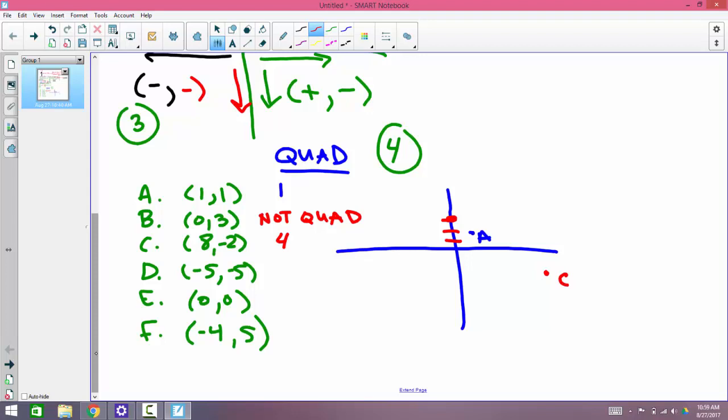(-5, -5) is somewhere down here. That is quadrant 3. (0, 0), the origin, is no quadrant. Again, anything on either axis is not in a quadrant. And (-4, 5), over negative 4 and up 5, is somewhere up here, hanging out in lovely quadrant 2.